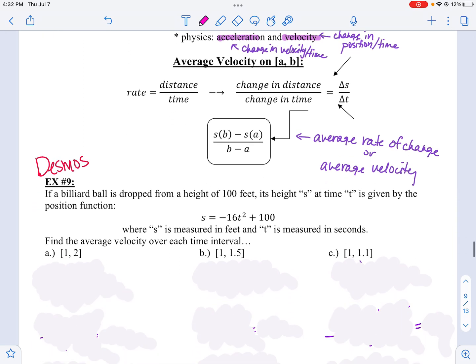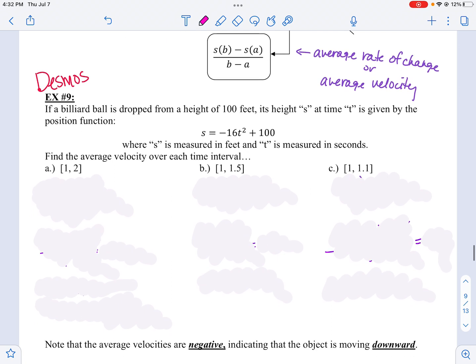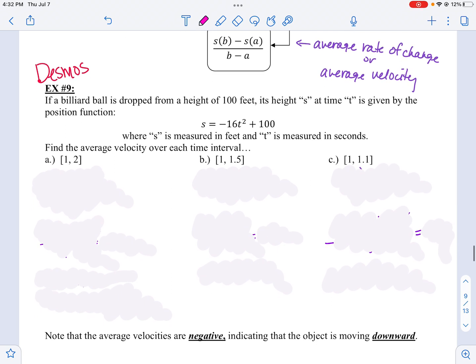So we can look at example number 9 and see that with our pre-calculus knowledge, we're stuck just finding the average velocity, or the velocity over a little time interval. And in a second, in the next video, we're going to talk about how we can find the instantaneous velocity, how fast something's position is changing at one exact moment.